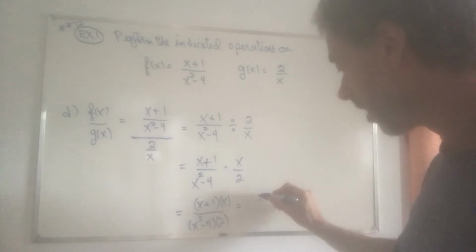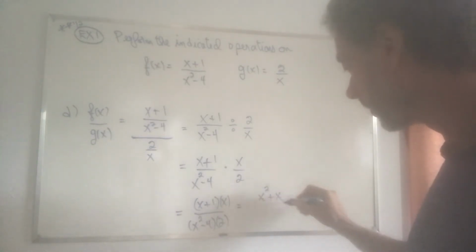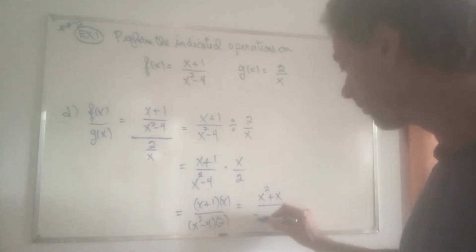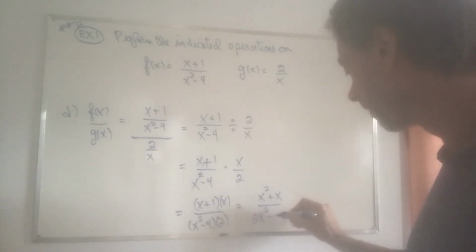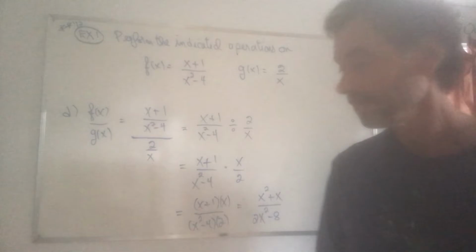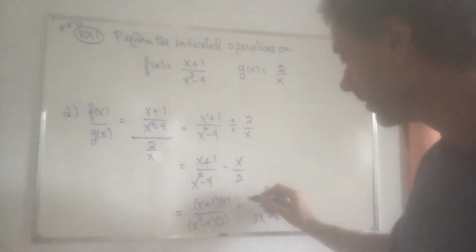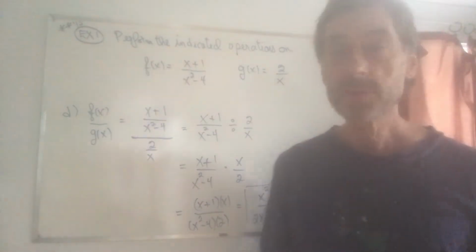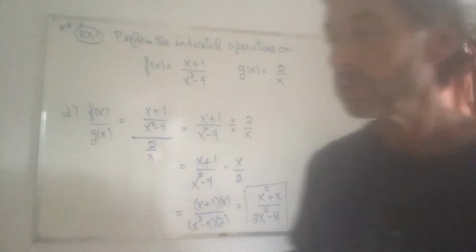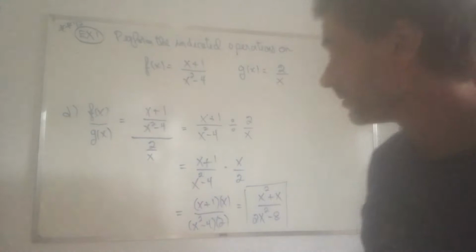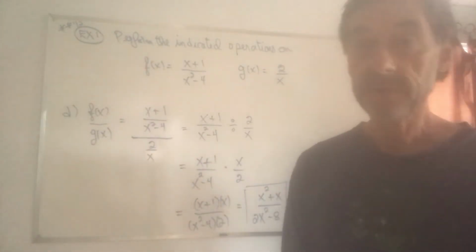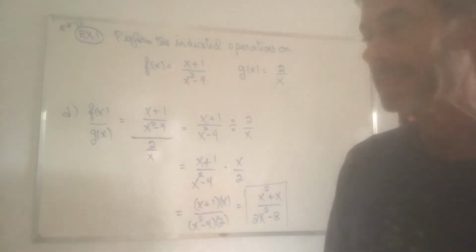So here's one version of a potential final answer, x squared plus x over 2x squared minus 8. And that's how I would perform the division of f and g. So as you can see, nothing here is too difficult. We just get to practice some of the algebra we have learned about handling, in this case, fractions. Good.